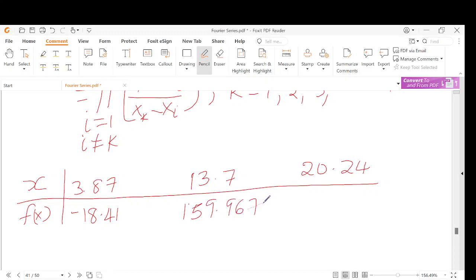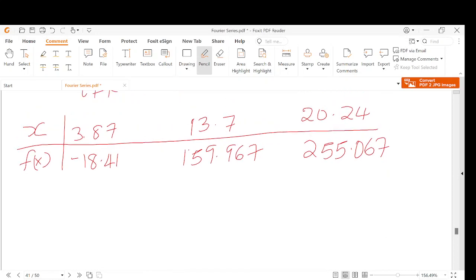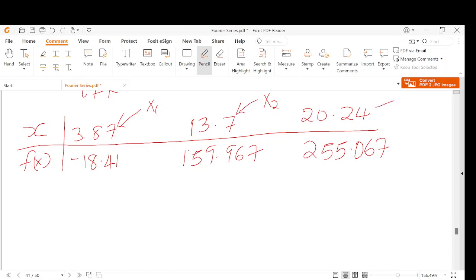159.967, then 255.067. Then see that this quantity here will be our x1, this one will be x2, and this will be x3.